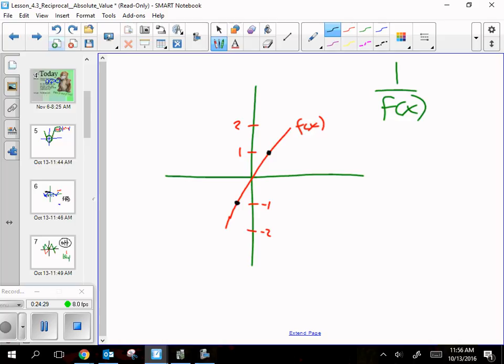Okay, next, what if the f of x is 2, like here? F of x is 2, so it's not 2 anymore. It's 1 over 2, which is 1/2. Halfway between 0 and 1.